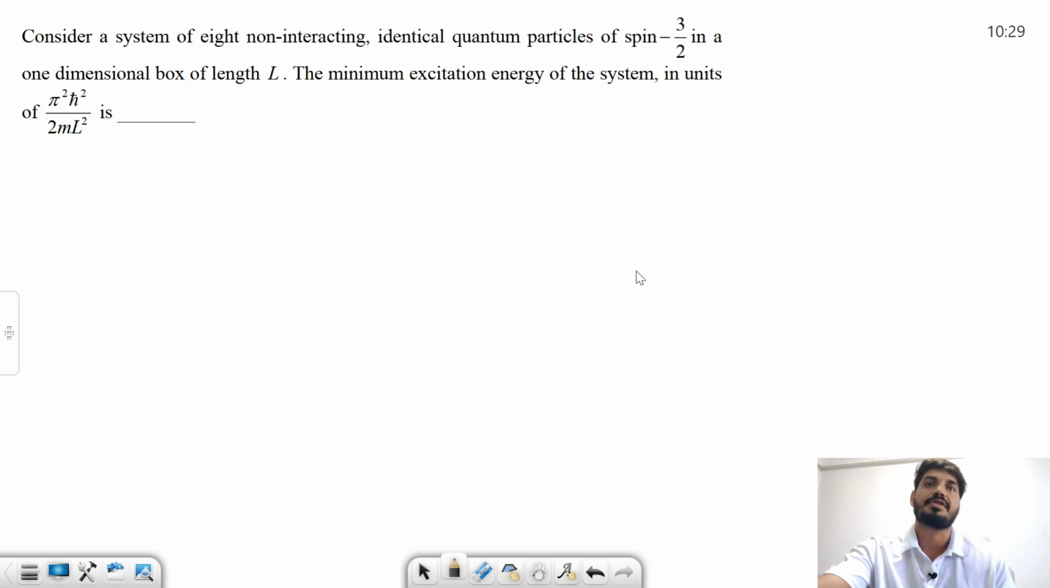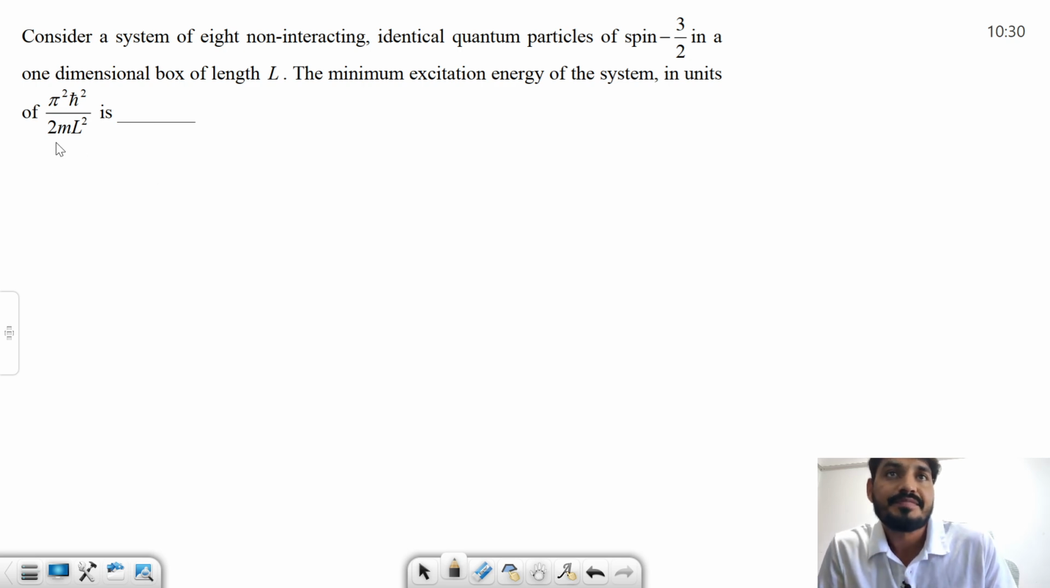So let's do the next question. This is also an interesting question. So first understand this question: consider a system of 8 non-interacting identical quantum particles of spin 3 by 2. Okay, so we have 8 particles and these 8 particles have spin 3 by 2, in a one dimensional box. The minimum excitation energy of the system is, what will be the excitation energy?